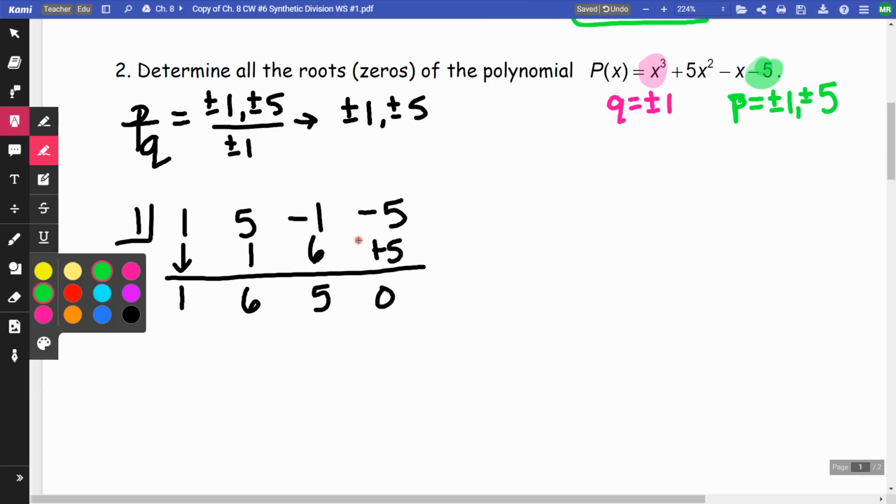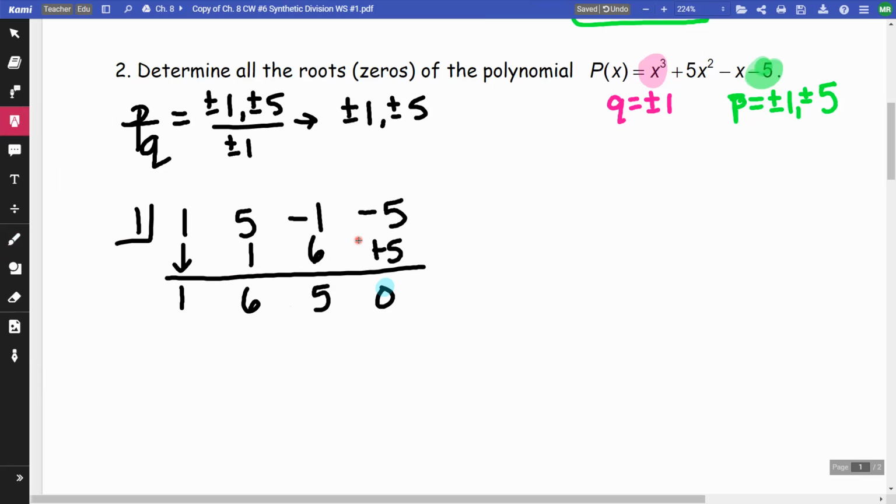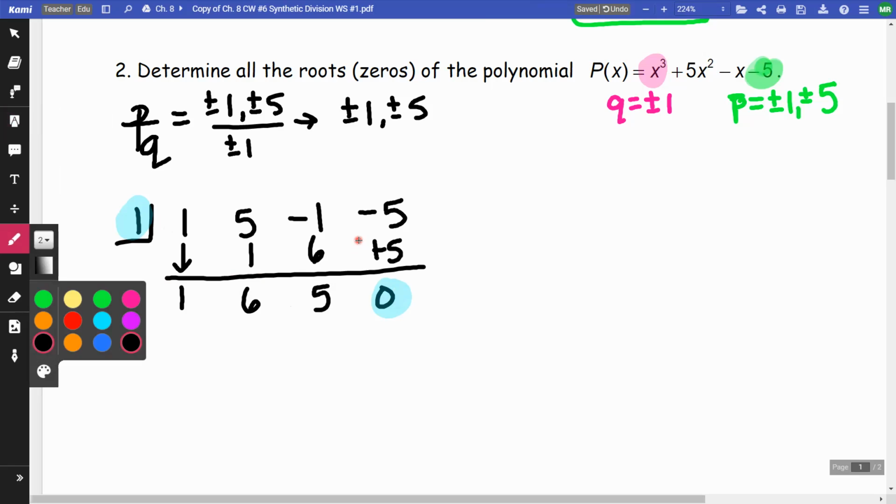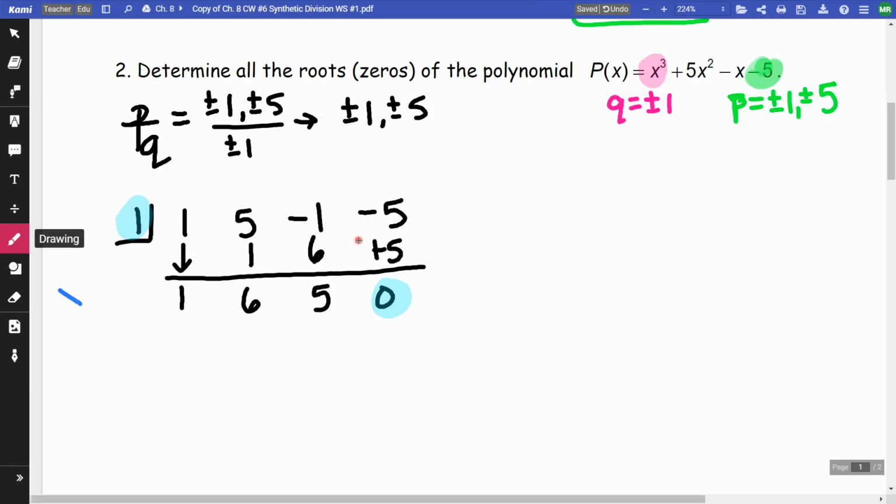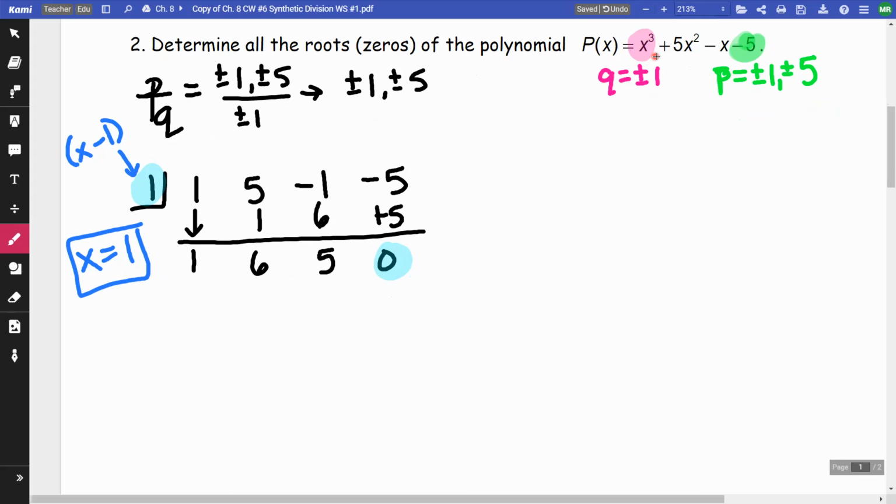So this right here giving me a 0 means that this is a solution. So one solution is going to be X equal 1. And again, the factor that would have given me this, or what I really divided by, was really the opposite, X minus 1. Okay, but my solution is going to be X equal 1. So I started with a degree 3. Once I get a 0, this is now a depressed polynomial, we call it, and it's 1 degree less.